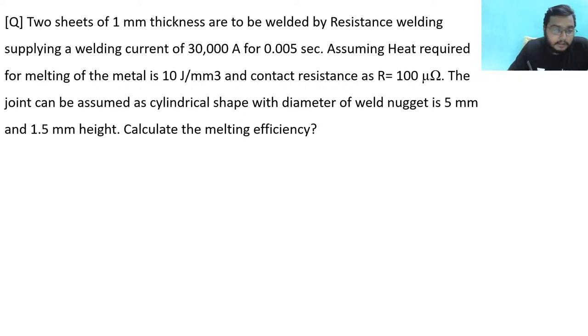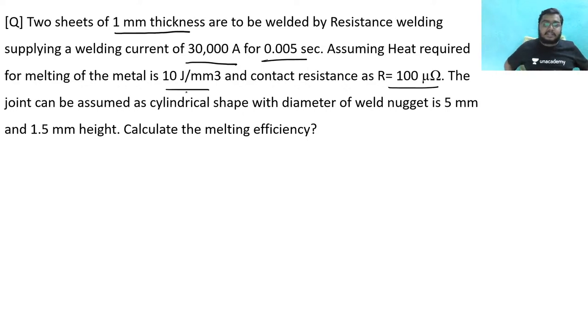See, in this question also, two sheets of 1 mm thickness are to be welded by resistance welding, clear, and current is supplied. This is the current, this is the time, the heat required for melting HM is given here, the diameter is given, and the height of the weld nugget is given. You just have to calculate the melting efficiency. Similar basic question is there. Try to solve this question.